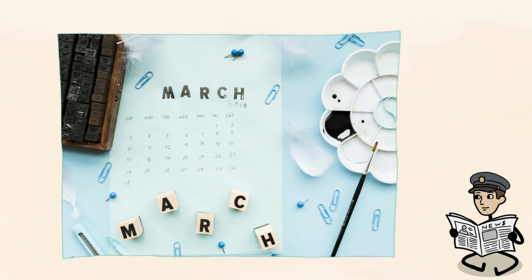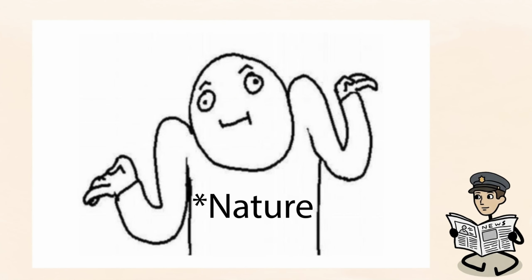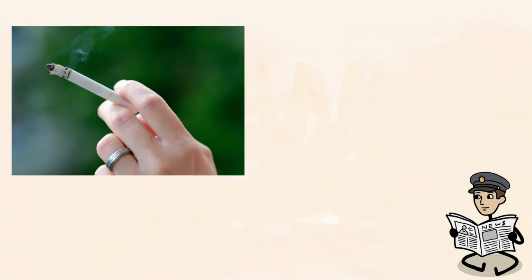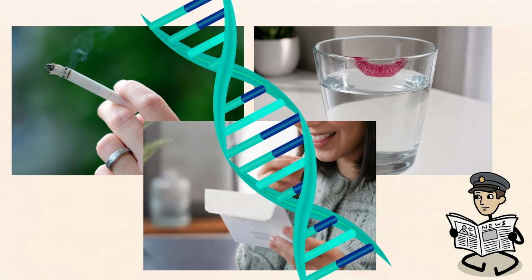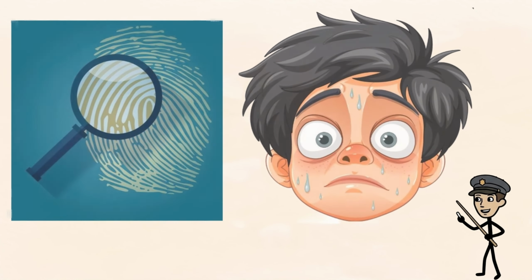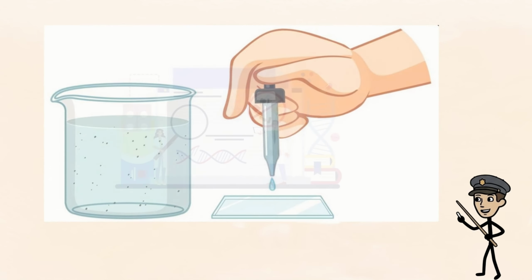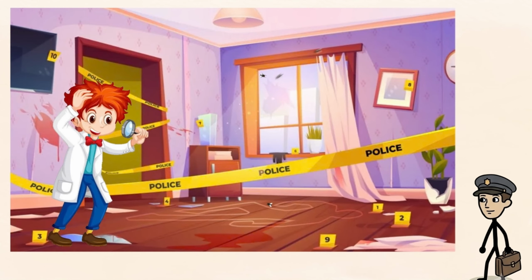Went on a bender in March? Your hair remembers. Forever. Nature really did not have to expose us like that. I don't know, man. Saliva on a cigarette butt, a drinking glass, or an envelope seal contains DNA. Skin cells left in touch contact contain DNA. Sweat contains DNA. Modern forensic biology can extract a usable profile from a sample visible only under a microscope.